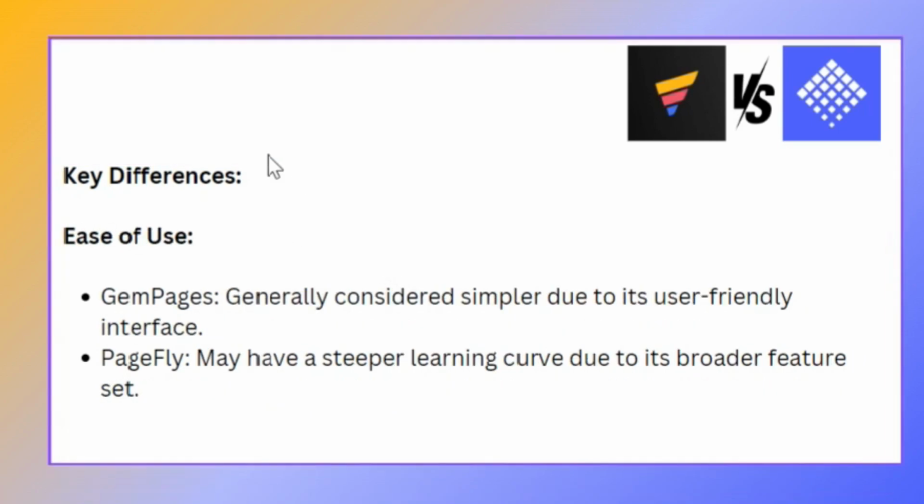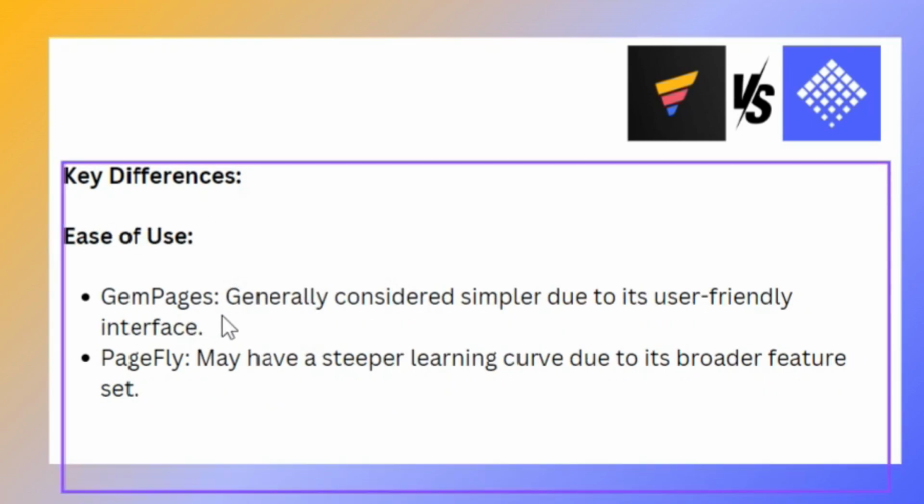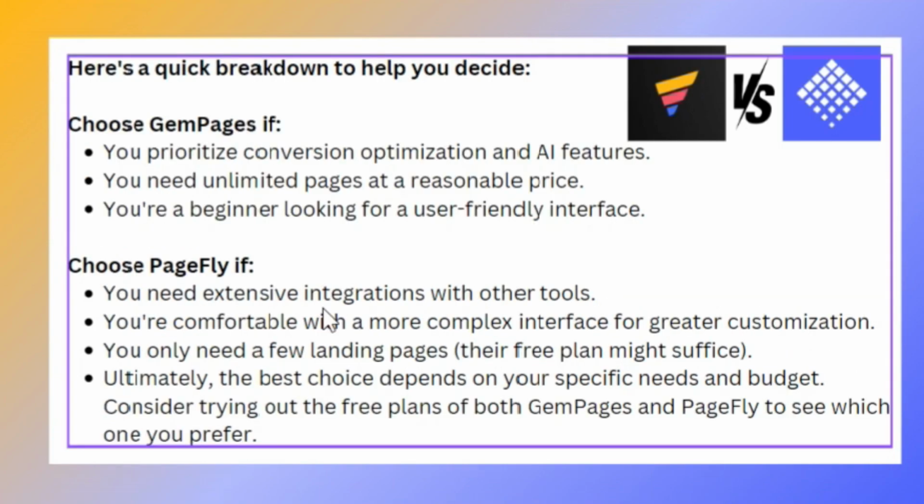The third key difference between these two is ease of use. Gempages is generally considered simpler due to its user-friendly interface, whereas Pagefly may have a steeper learning curve due to its broader features. Now the question arises which one you should buy. You can choose Gempages if you prioritize conversion optimization and AI features, if you need unlimited pages at a reasonable price, if you are a beginner and looking for a user-friendly interface. Or you can choose Pagefly if you need extensive integrations with other tools, if you are comfortable with a more complex interface for greater customization.